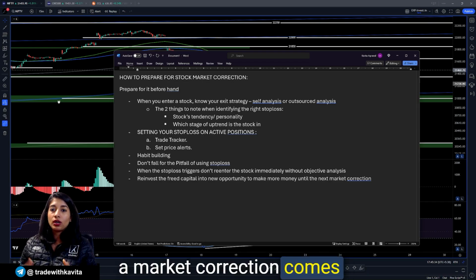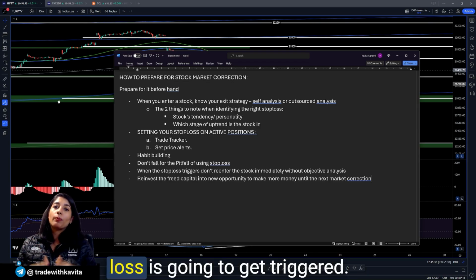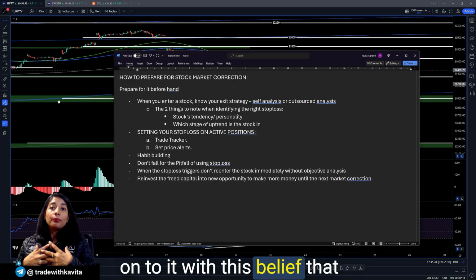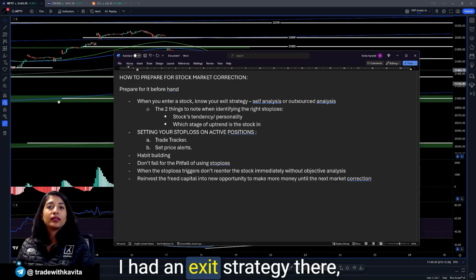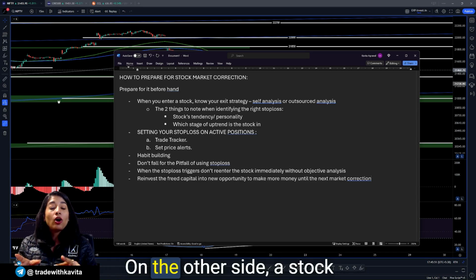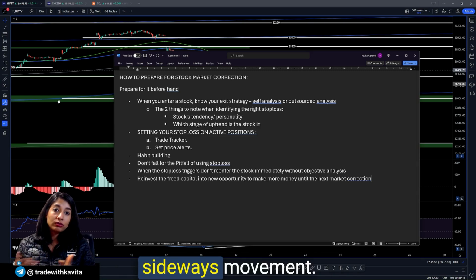If a market correction comes and my stop loss is there, the stop loss is going to get triggered and the stock will get out. So even if I have been holding on to it with the belief that it's going to go up, because I had an exit strategy, now at least my capital has been freed and I can use this capital somewhere else.